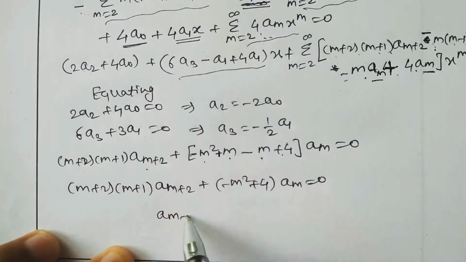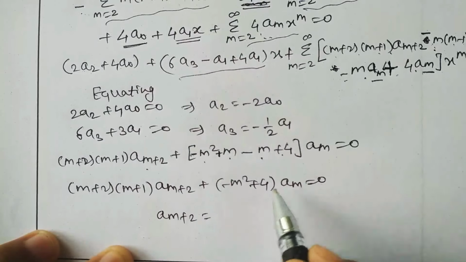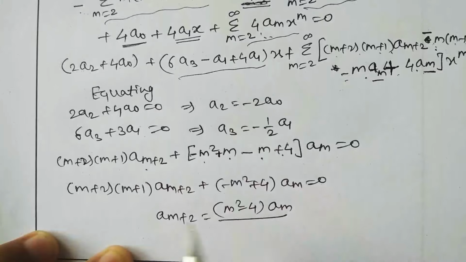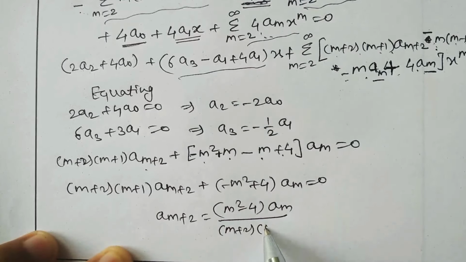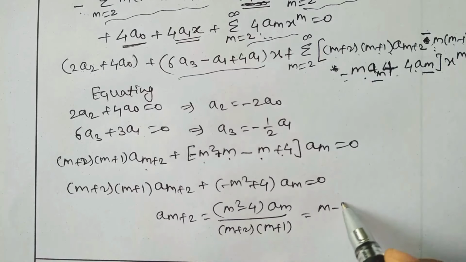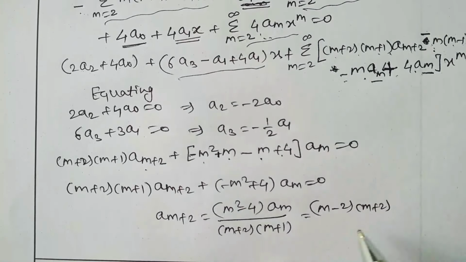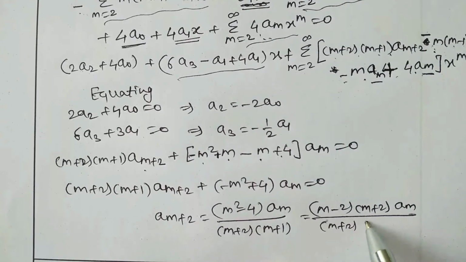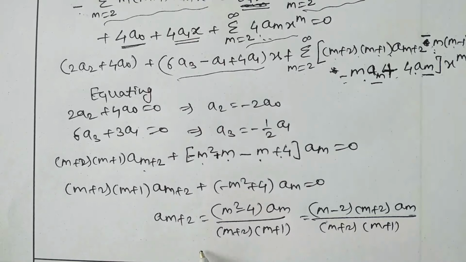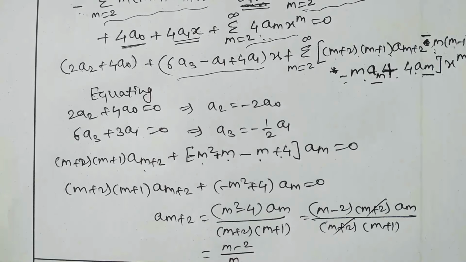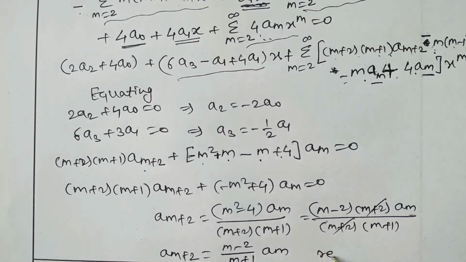So that means it can be written as a(m plus 2) is equal to, this term goes to RHS, we will get plus m square minus 4 am upon (m plus 2) into (m plus 1). This is equal to m square minus 4 can be written as (m minus 2)(m plus 2) into am upon (m plus 2)(m plus 1). So this is equal to, m plus 2 gets cancelled, we will get (m minus 2) upon (m plus 1) am. This is a(m plus 2), which is the recurrence relation.